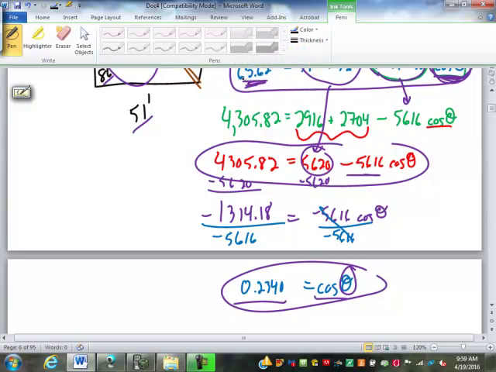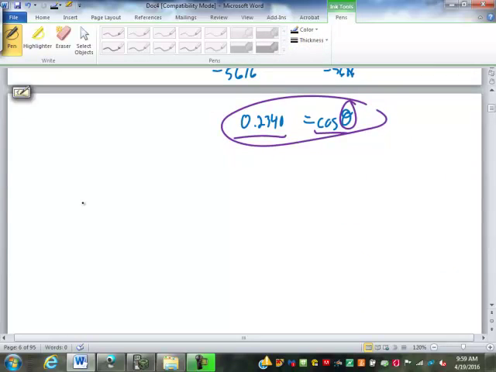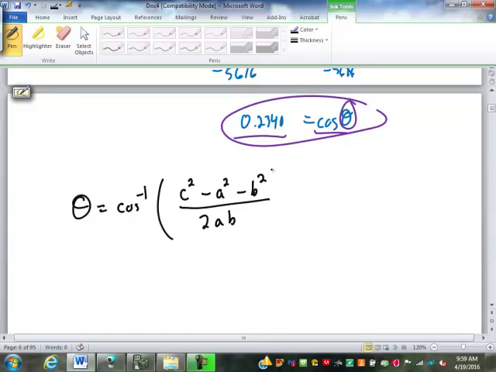Another way you can look at it, you may want to write this down. You could look at it as the angle is equal to the inverse cosine of c squared minus a squared minus b squared all over 2 times a times b. Or that should be all over negative 2 times a times b.